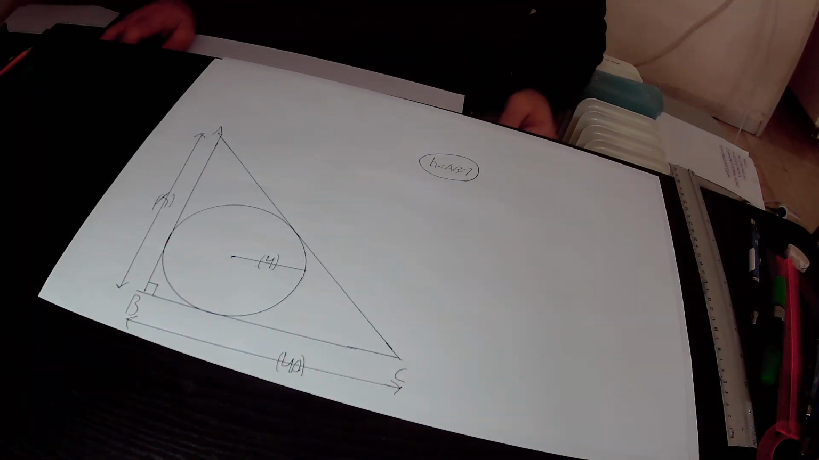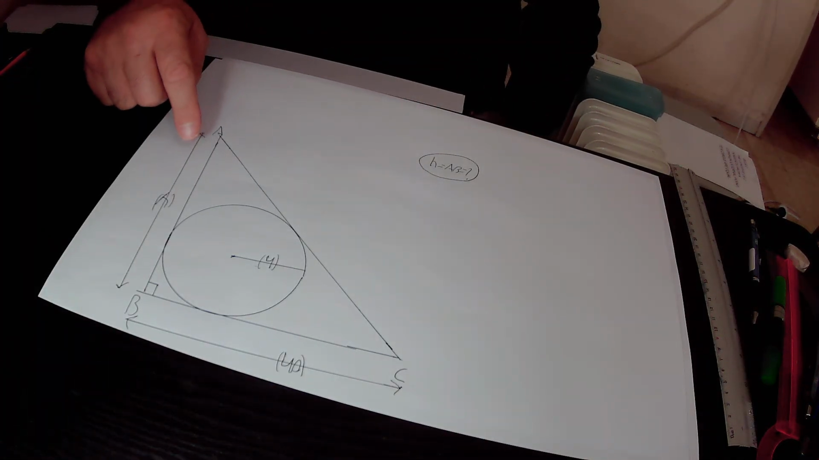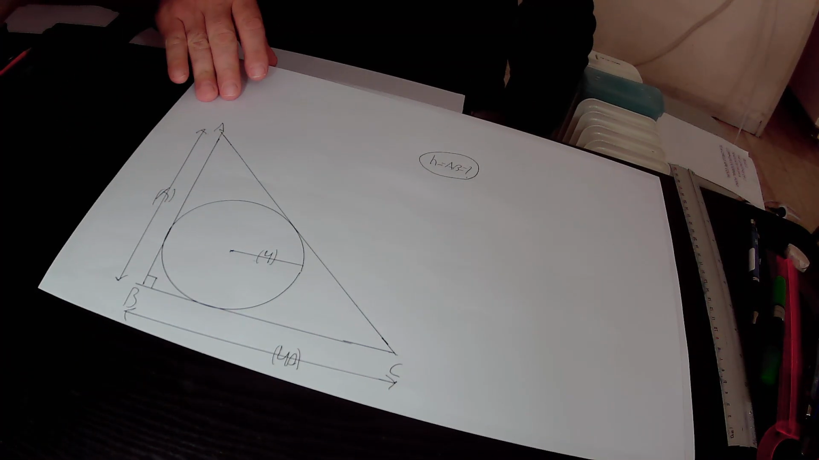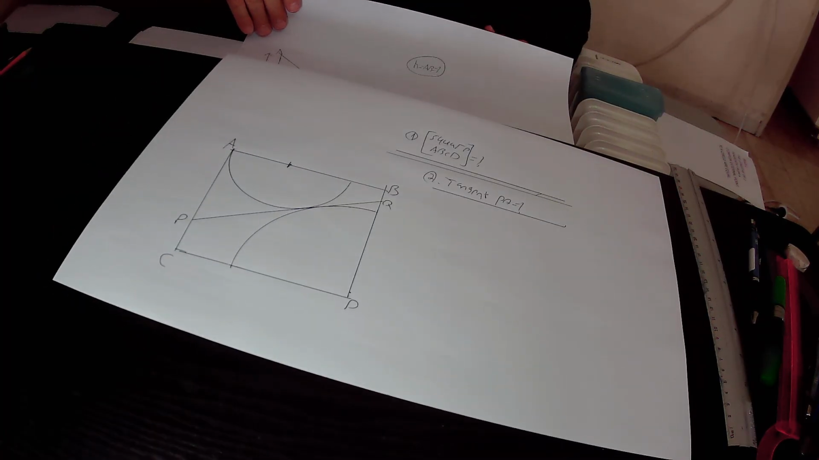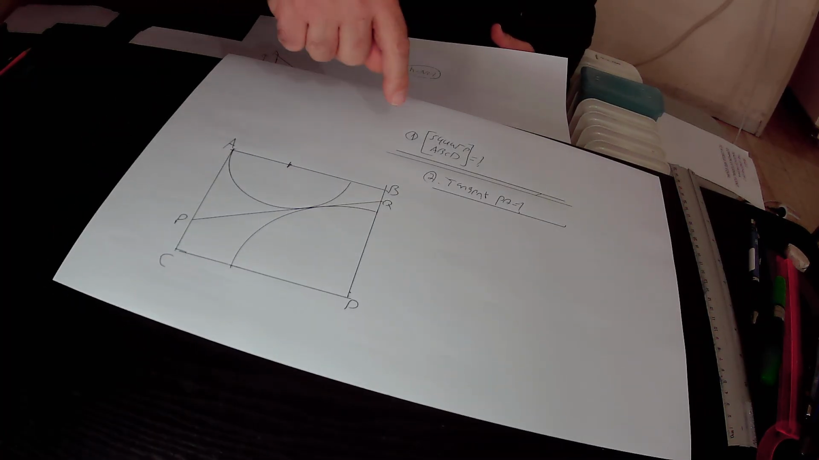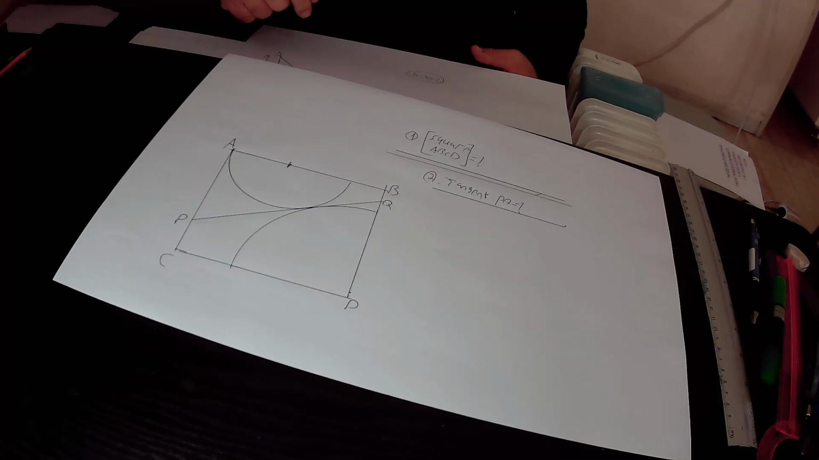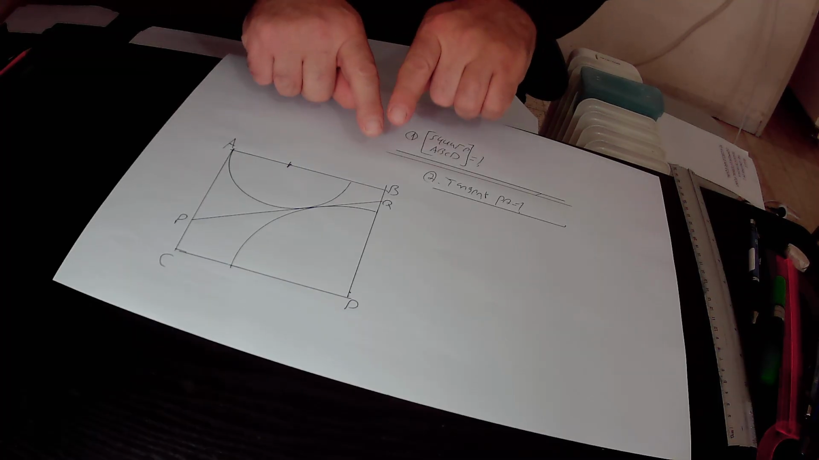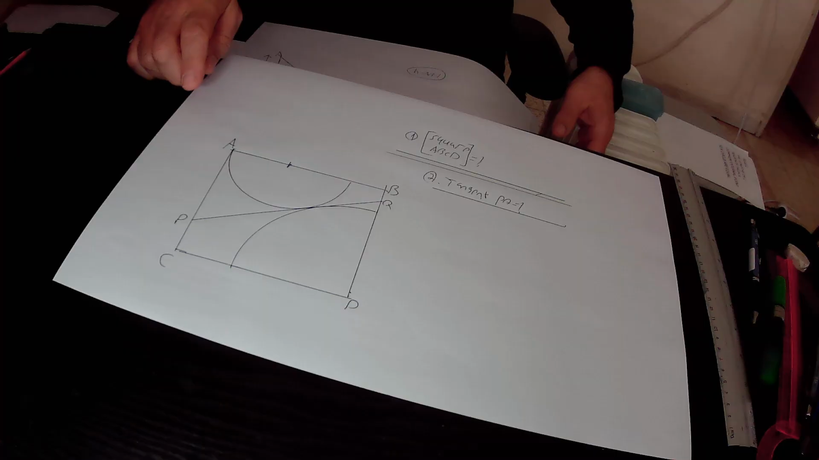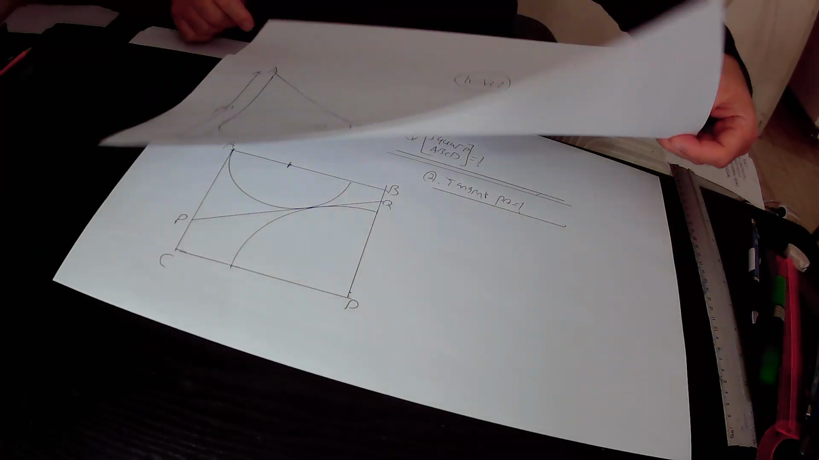Hello, in this lecture I will answer two questions. In the first question we find out the length of side AB of this right triangle ABC. In the second question we find out the area of this square ABCD, and we have to find out also the length of this tangent QP. So we start with the first question.